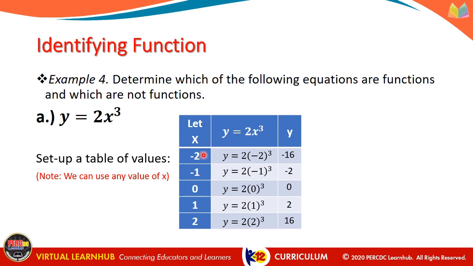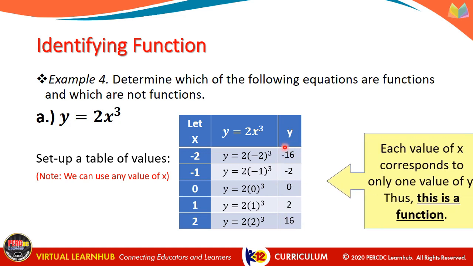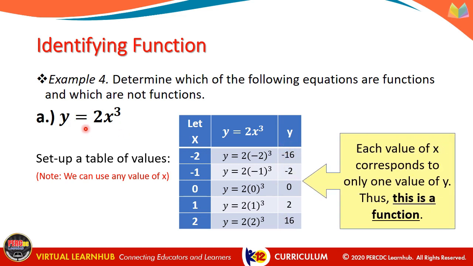We can see that for every x value, there is only one corresponding value for y. Thus, y equals 2x cubed is a function. Each value of x corresponds to only one value of y. Thus, this is a function.